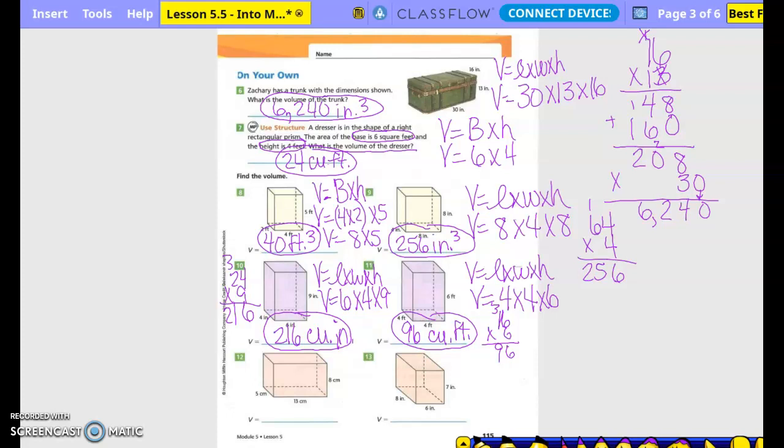Okay, next one. Volume equals length times width times height. So volume equals 13 times 5 times 8. So can we do 5 times 8, which is 40? So 13 times 40, the 0, 2, carry the 1, and 5, right? So 520 centimeters cubed.